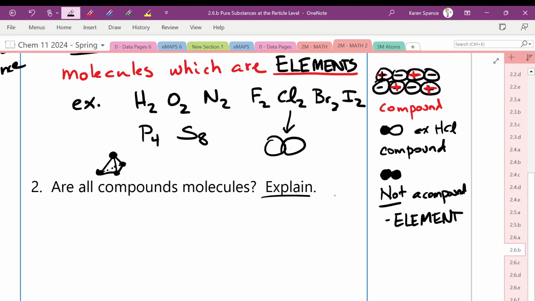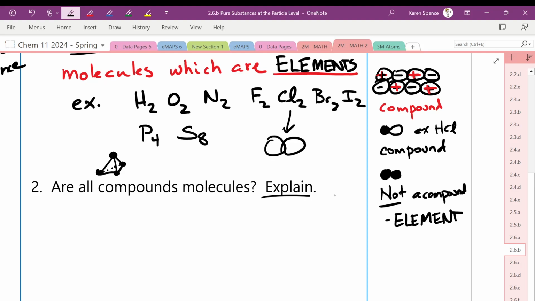Okay, we're going to vote on this one again. You get to vote either yes, all compounds are molecules, no, all compounds are not molecules, or I don't know yet. If you don't know, you can just go like this. This is okay. This is I don't know yet. Okay, I got some thumbs down, I got some thumbs up, I got thumbs all over the place. All right, let's talk about this.